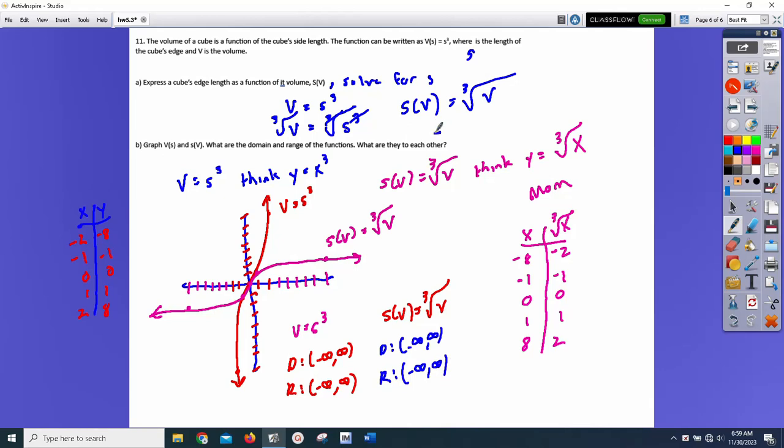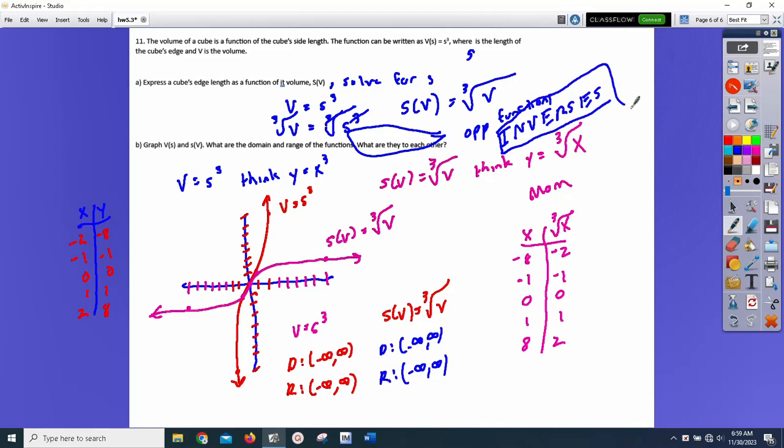Now the real question is, what are they to each other? They are the opposite functions. This is a vocabulary word. They're called inverses. They are called inverses.